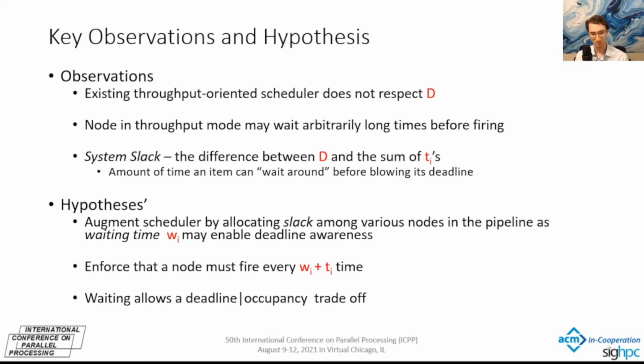This waiting time allows a deadline-occupancy trade-off. The node has a specific firing interval of W_i plus T_i, at which time it will fire, regardless of the number of items in its queue. In this way, we can ensure that no particular item in any queue gets left to wait for too long, while also trying to ensure that when we tune the Ws, the nodes that fire will be mostly full when they do fire.